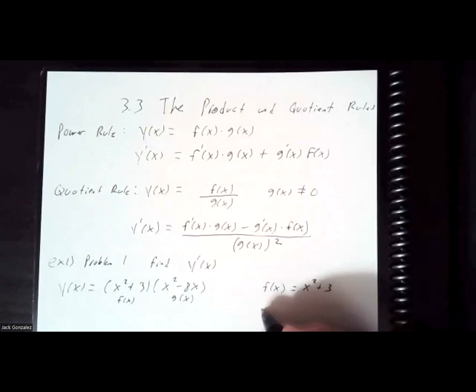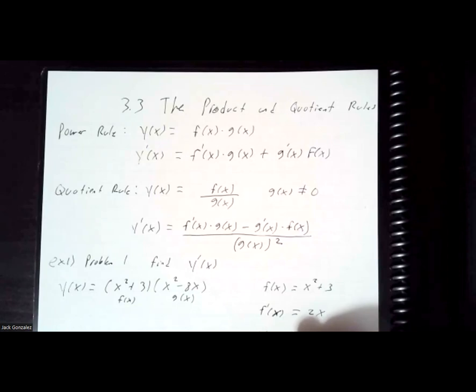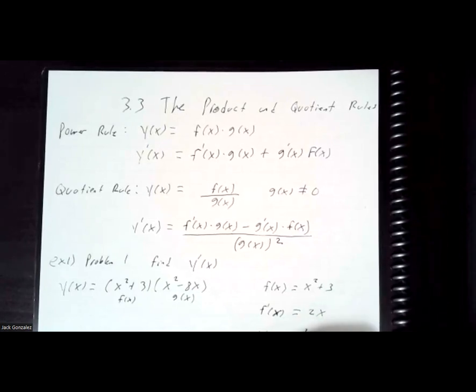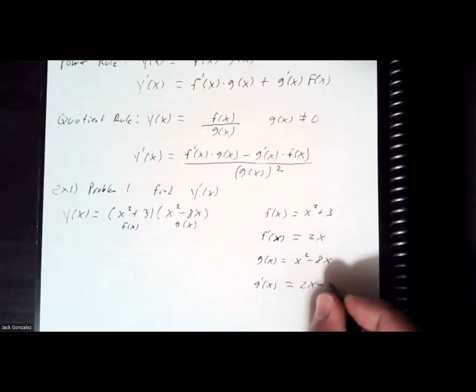So what is my f prime? It's going to be 2x. Yeah, just 2x, right? Now, if g is x squared minus 8x, what is g prime? It is 2x minus 8. Yeah, 2x minus 8. So now that means that the derivative will be equal to f prime of x times g plus g prime of x times f.